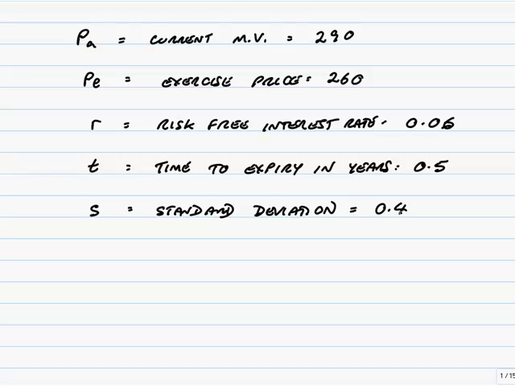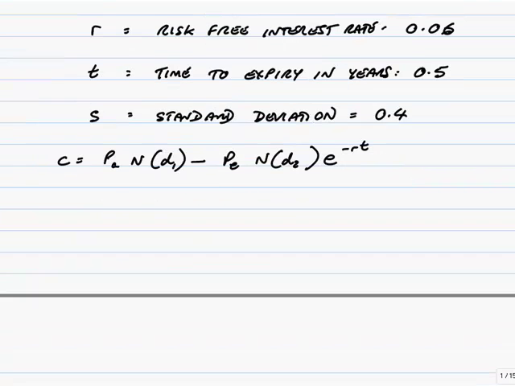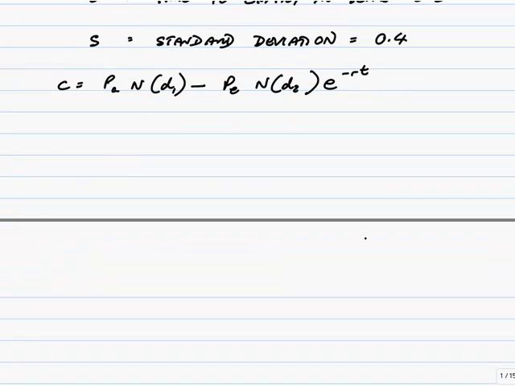However, we're going to work out the value of a call option, and you'll see in the main formula C equals PA N brackets D1 minus PE N brackets D2 times e to the minus rt. In order to complete that, we need to know the values of D1 and D2. So the first thing we're going to have to do is work out D1 and D2. Those are the equations that are given below.